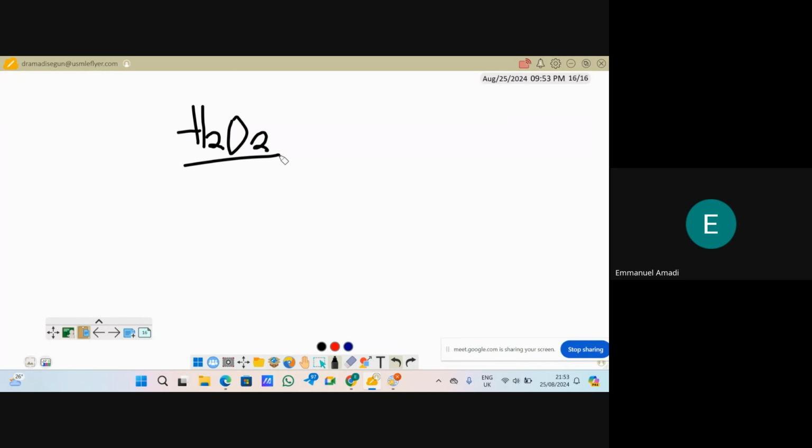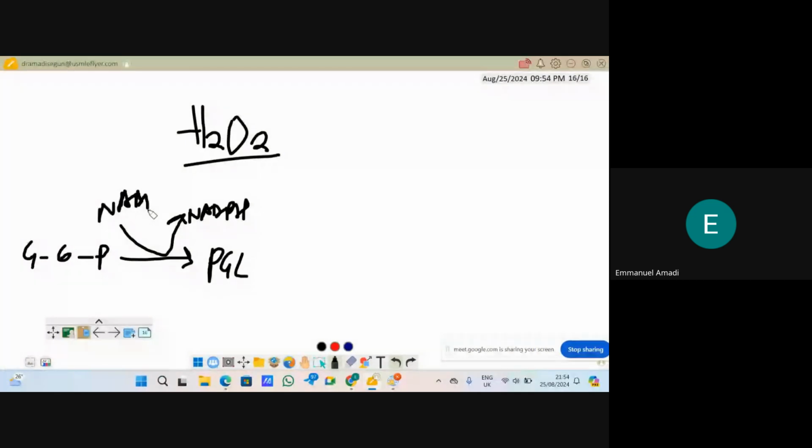The first thing is that you will need to produce your NADPH, because NADPH is going to be important in handling this hydrogen peroxide. NADPH is produced from your hexose monophosphate pathway, where glucose 6 phosphate, I'll call this G6P, goes into phosphogluconolactone, I'll call this PGL. This one will definitely give you NADPH. This is where NADPH is produced. It's going to use NADP as a cofactor and give you NADPH. Now, that is the first thing that needs to be done.